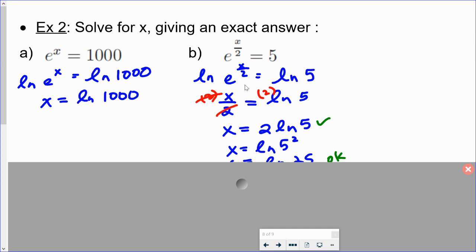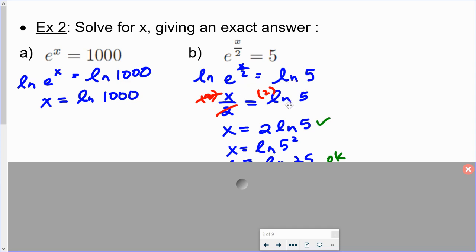Here we have e to the x over 2 equal to 5. I want to take ln of both sides. That's going to help me drop that x over 2 in front as a factor, and that's going to leave me with ln e, which I know is just 1. That's why the ln disappeared here.